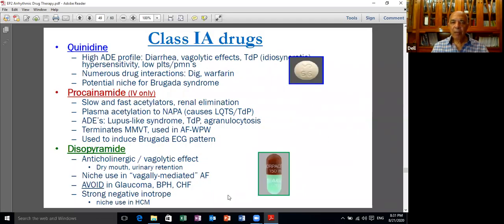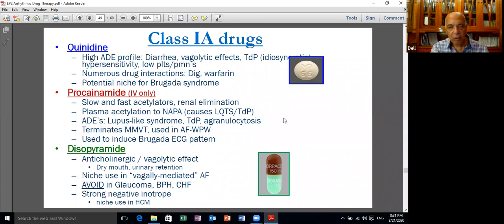Now we will go for the last part of this lecture through certain bullet points, which are the important points that you need to remember about antiarrhythmic drugs. So starting from class 1A drugs, including quinidine, we are rarely using quinidine nowadays because of its toxicity, but it has a potential niche in treatment of Brugada syndrome.